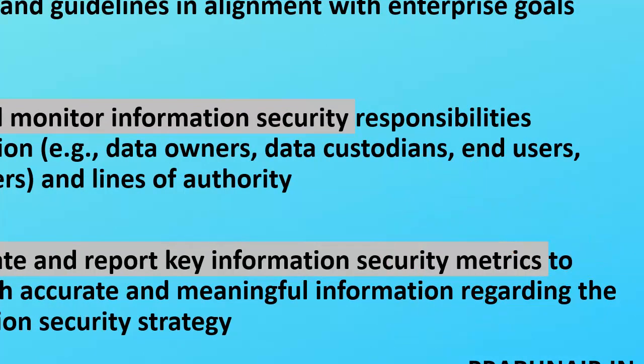Next is to establish, monitor, evaluate, and report key information security metrics. See, it is very important to define the metrics. The policy has been created. It is also implemented, but the question is how to measure whether it is effective. Without security metrics, we cannot do that. So we need to establish, monitor, evaluate and report the key information security metrics, which provide visibility to the management about the effectiveness of the information security strategy. One example I can give you.